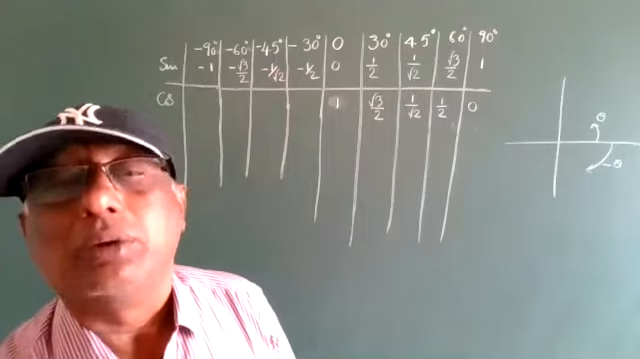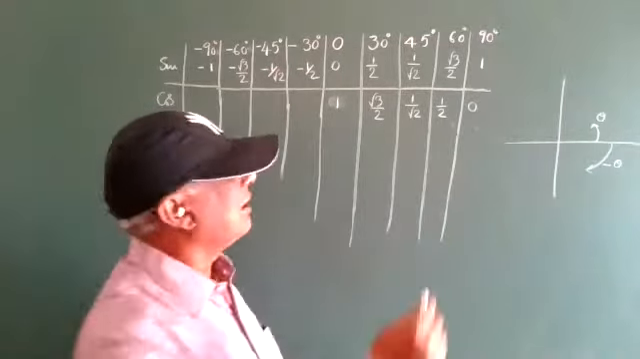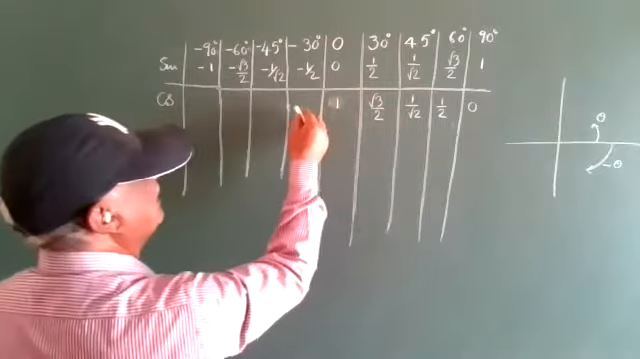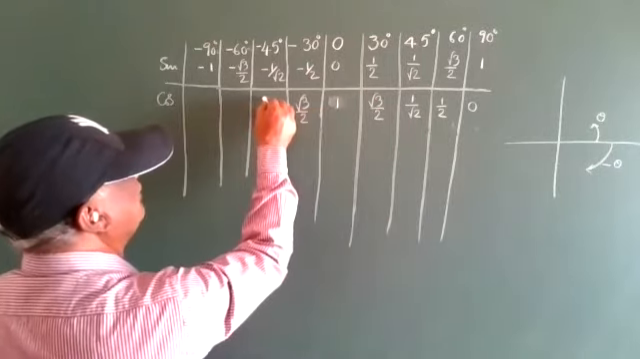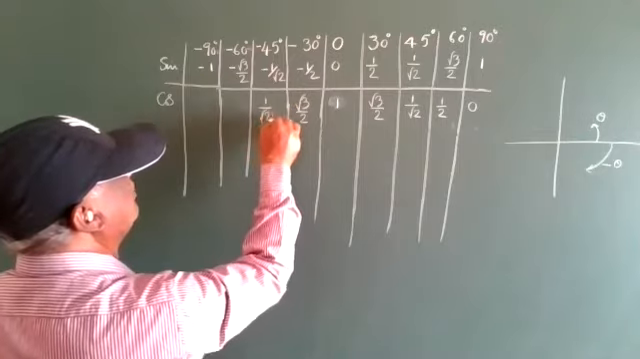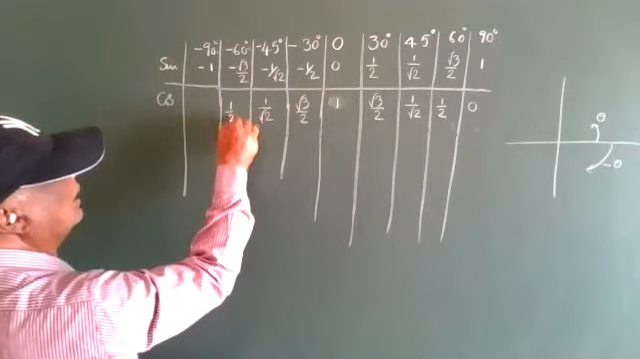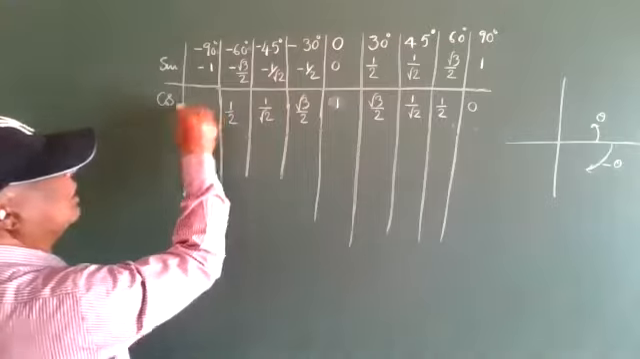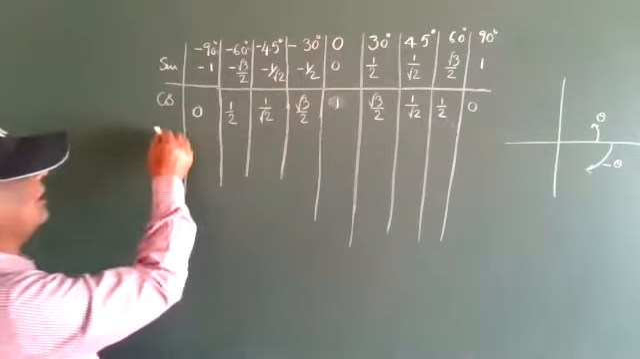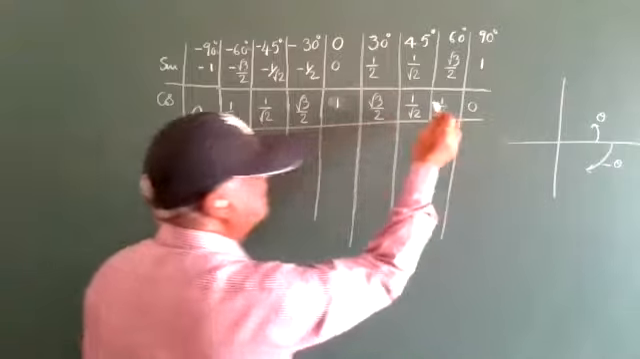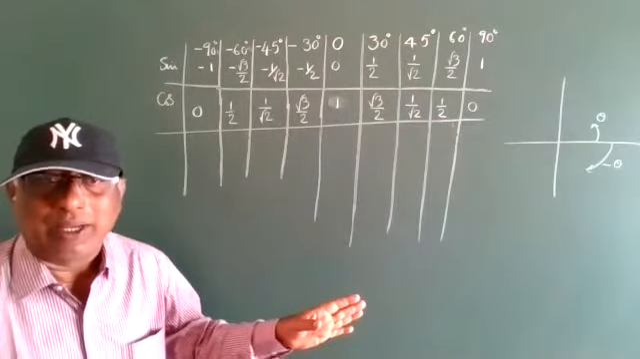The angle is negative. That's why cos of 30 degrees is plus root 3 by 2, cos of minus 45 is also plus 1 by root 2, here it is 1 by 2, and here it is 0. So for cos, all values from minus 90 to plus 90 are repeated values only.